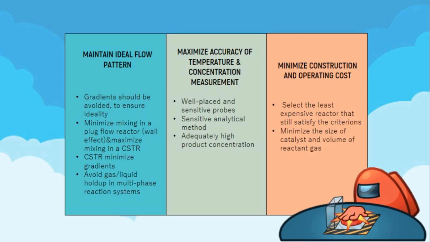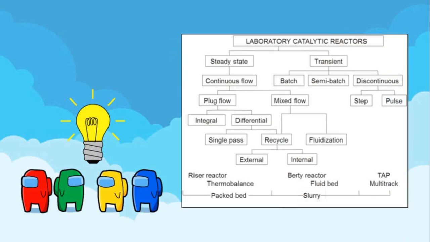Okay, the last criteria is that the reactor must be minimum in construction and operating cost. We must select the least expensive reactor that will still satisfy the other criteria. We should also minimize the size of the catalyst and volume of reactant gas used in one reaction. Finally, this is the table of the classification of lab catalytic reactors to ease us in selecting the proper catalytic reactor used for our experiment or reaction.